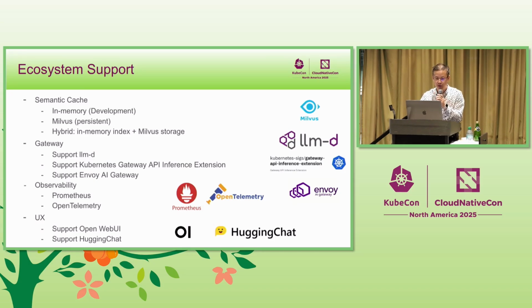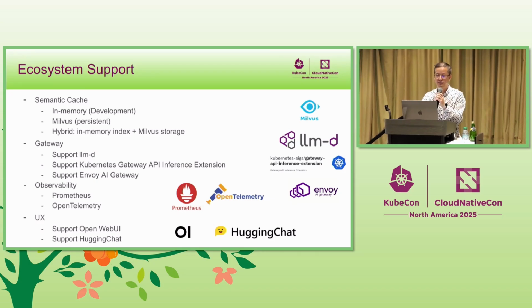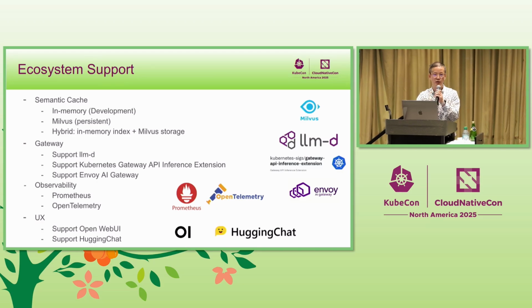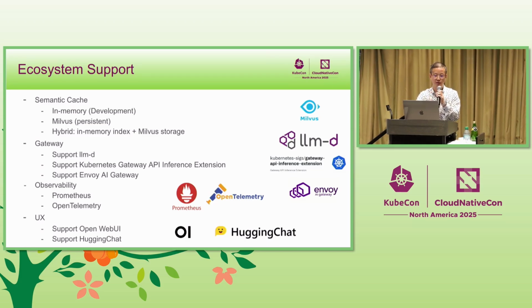All right, a little bit on the functionality and the integration itself. For semantic cache, as I just mentioned, for similar queries you get the same response. We support in-memory, and also Milvus, which is the persistent vector storage. We also have our innovative in-memory indexing plus remote storage, a hybrid architecture that reduces latency by yet another order of magnitude on many workloads. We support integration with a lot of existing Envoy-based gateways, llm-d, Kubernetes Gateway API extension, Envoy AI Gateway, just to name a few.